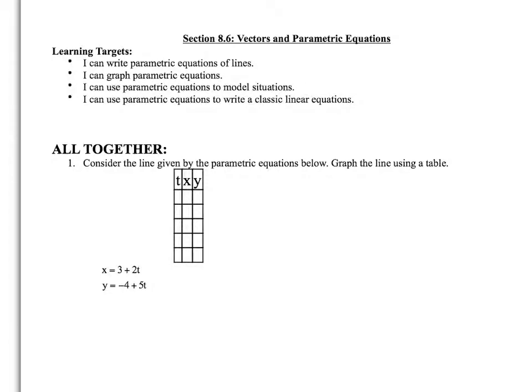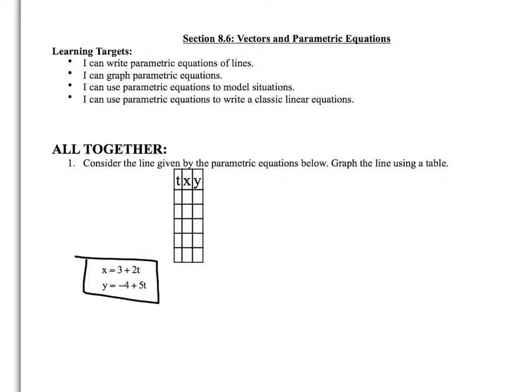Hello again. Now let's start our lesson on 8.6, which is vectors and parametric equations. We're going to be talking about parallel and perpendicular vectors, more from yesterday. And then we're also going to be talking about a new kind of line, which is called a parametric equation.